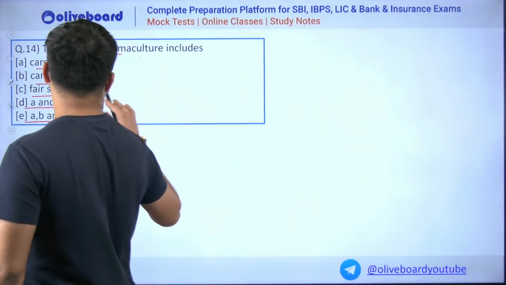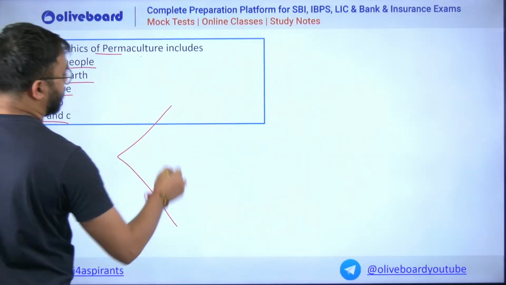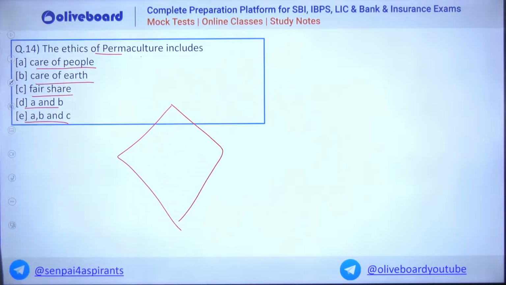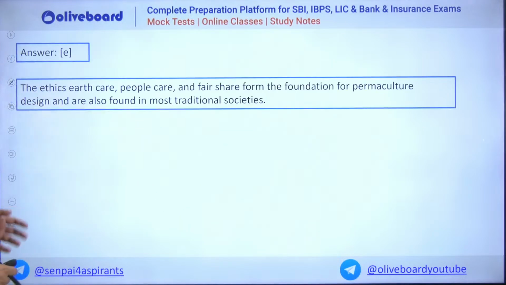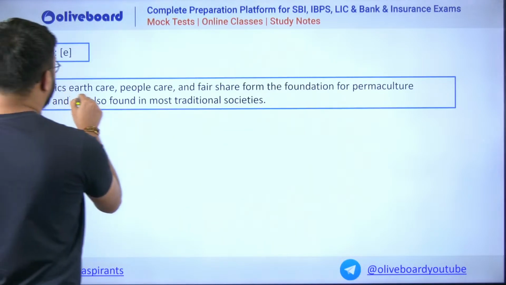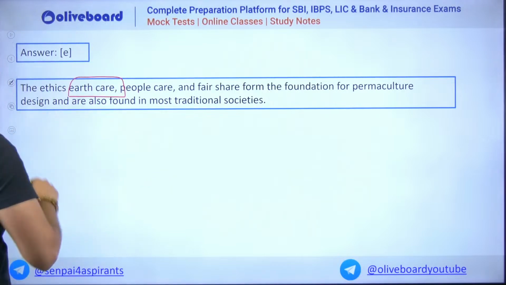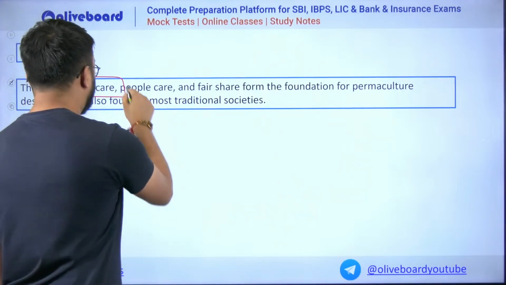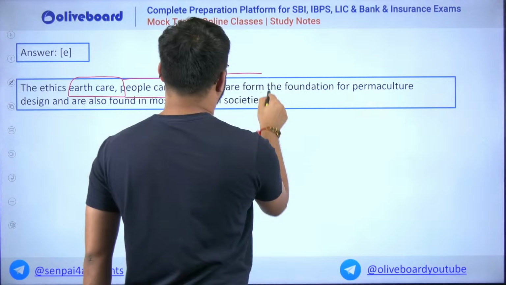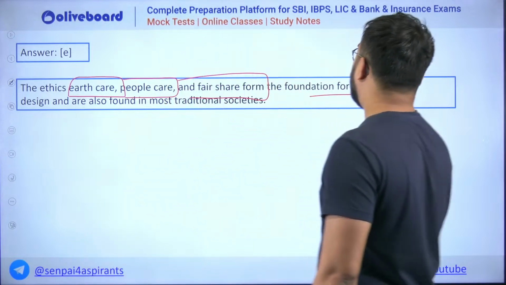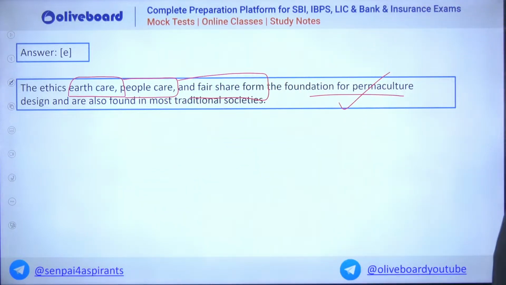Ethics of permaculture. The permaculture also has principles. So based on that, ethics of permaculture includes what? Care of people, care of earth, fair share, A, B, ABC. The answer here is E, that is all. Ethics of permaculture includes earth care, people care and fair share, which are the foundation of the permacultural design.